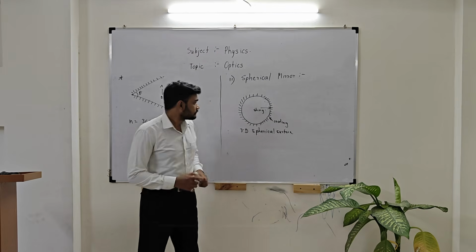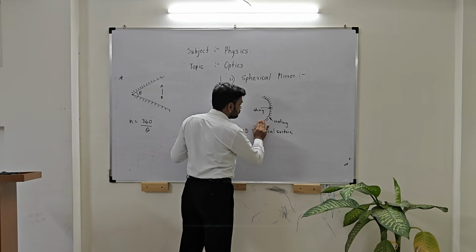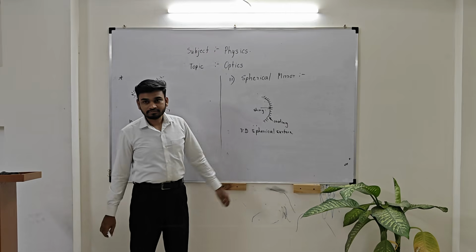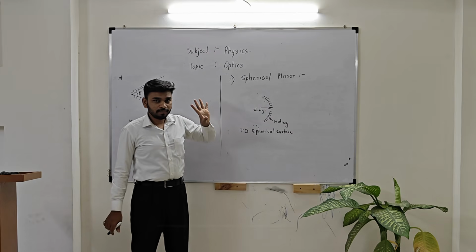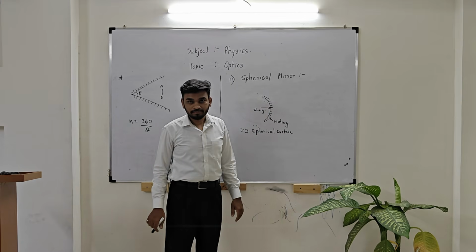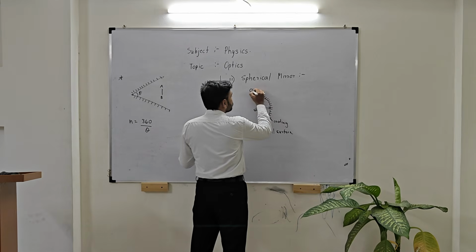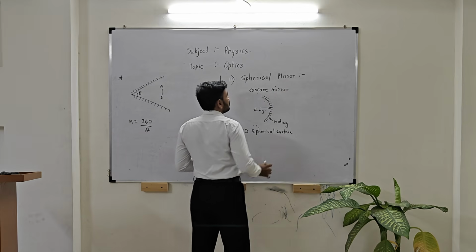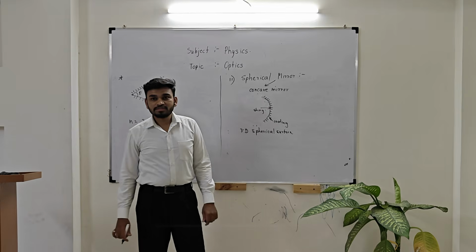Now what I will do is remove this part of the mirror and keep just that much part. Now this mirror is formed in which the inner surface is shining and the outer surface is coated, right? This type of mirror is known as the concave mirror, which is the first type of spherical mirror.